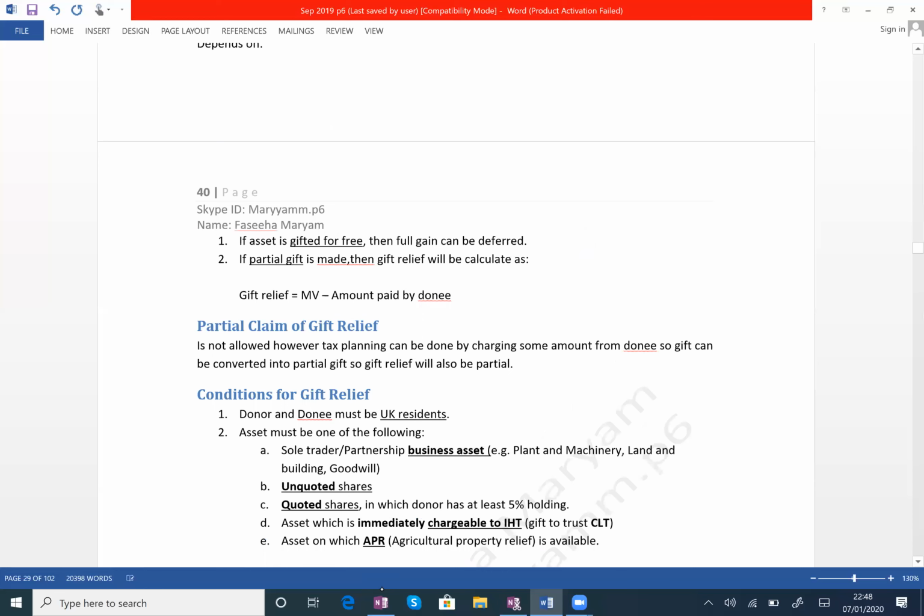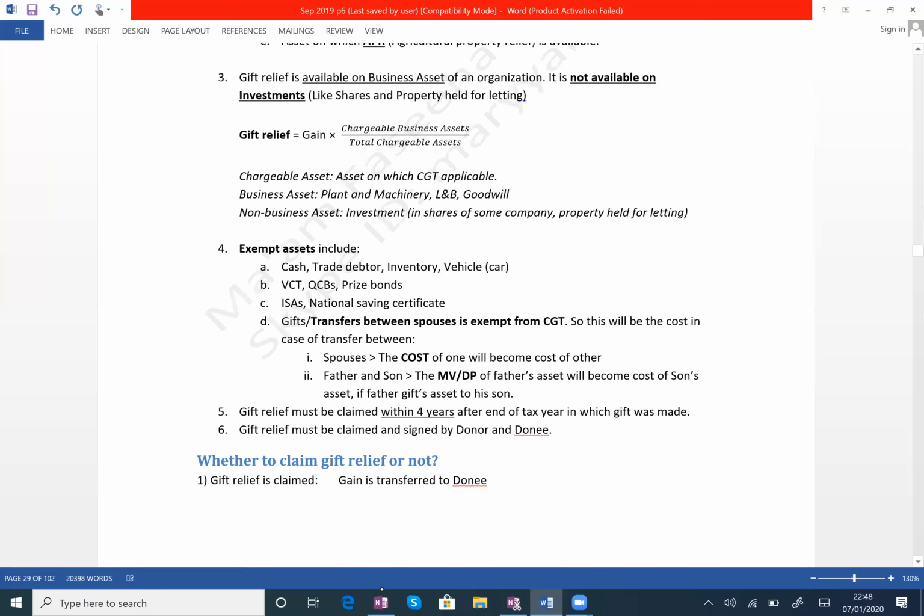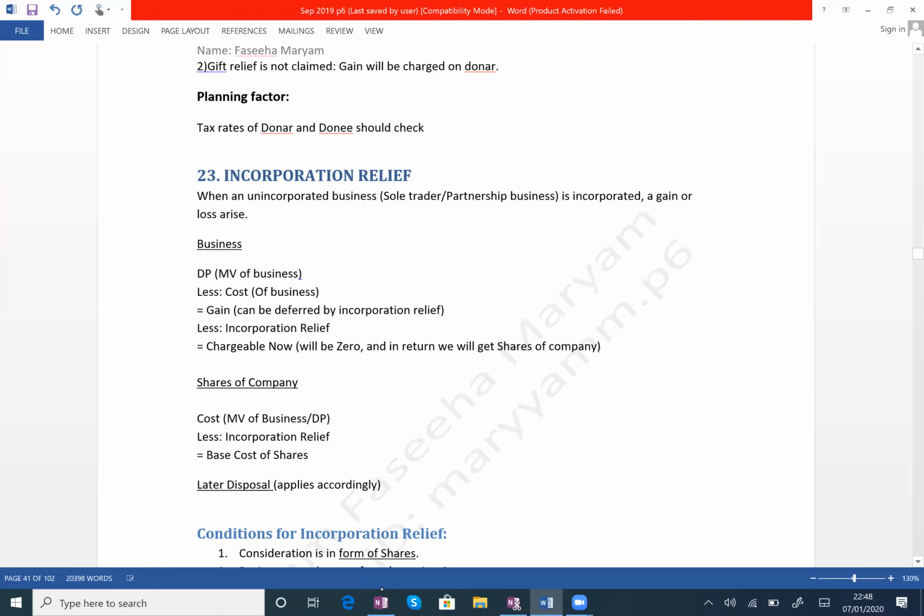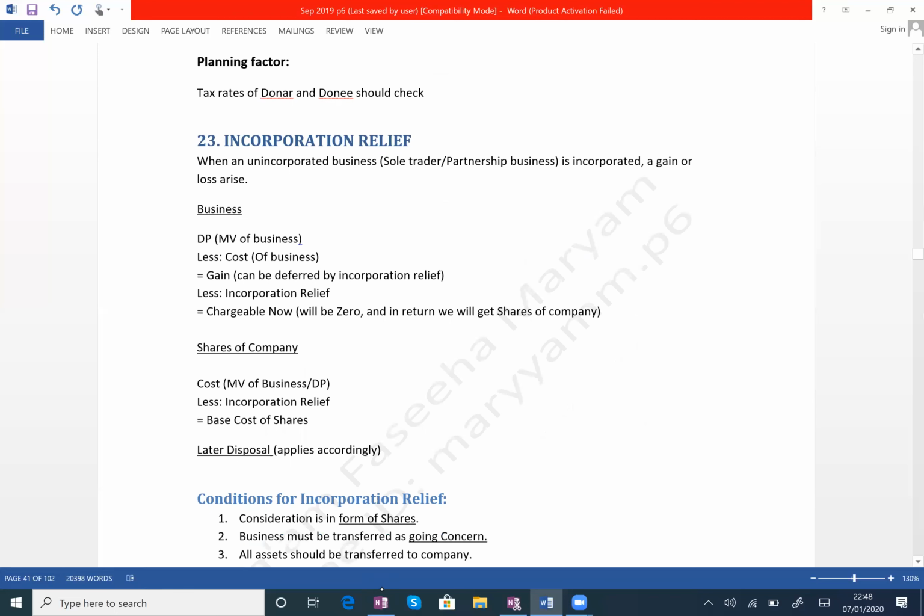After gift relief, you can see the topic incorporation relief. Can you see it in the notes? Incorporation relief means when an unincorporated business, you can see in brackets, sole trader or partnership business, meaning not a company, is incorporated, then a gain arises.